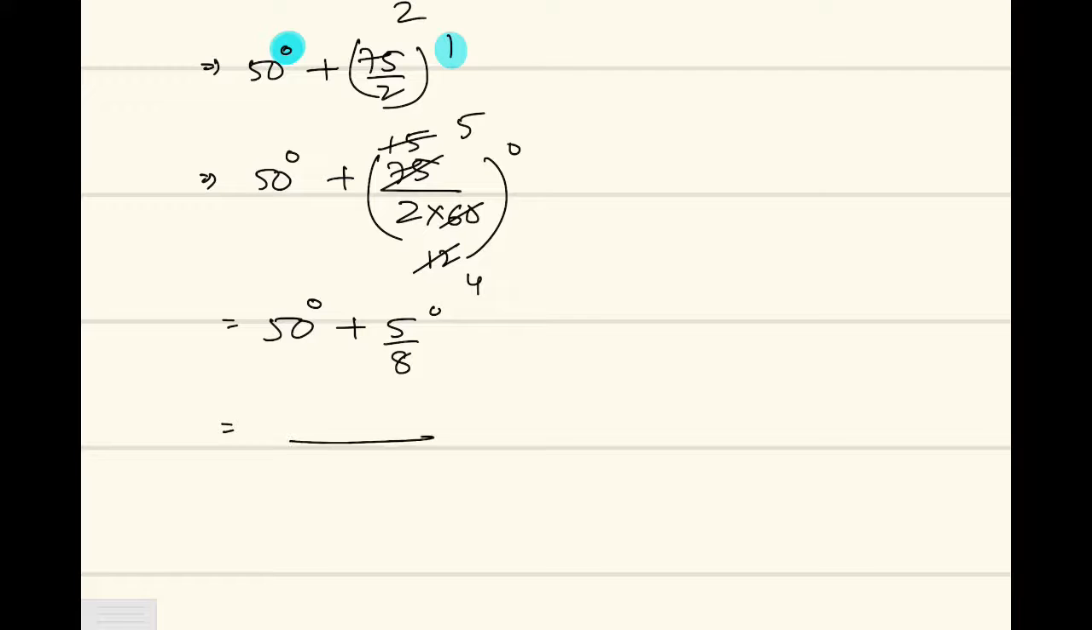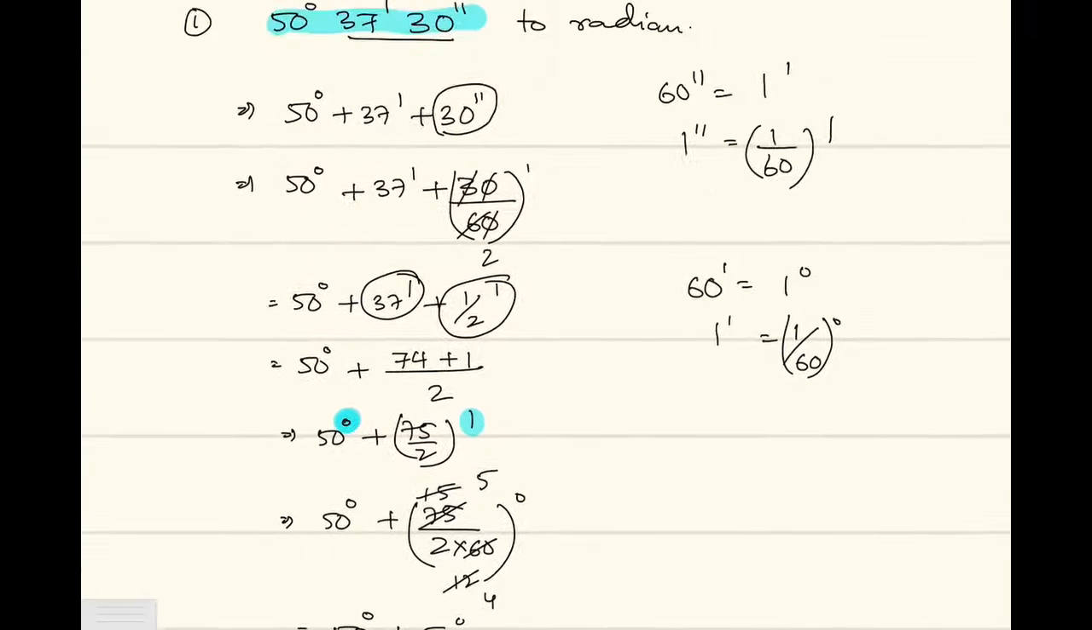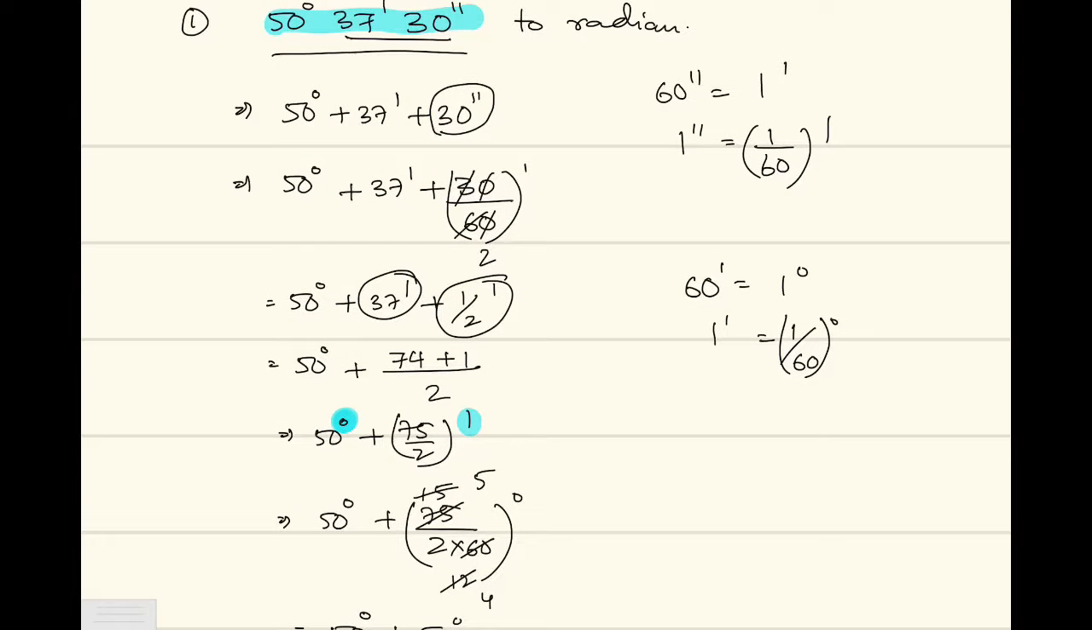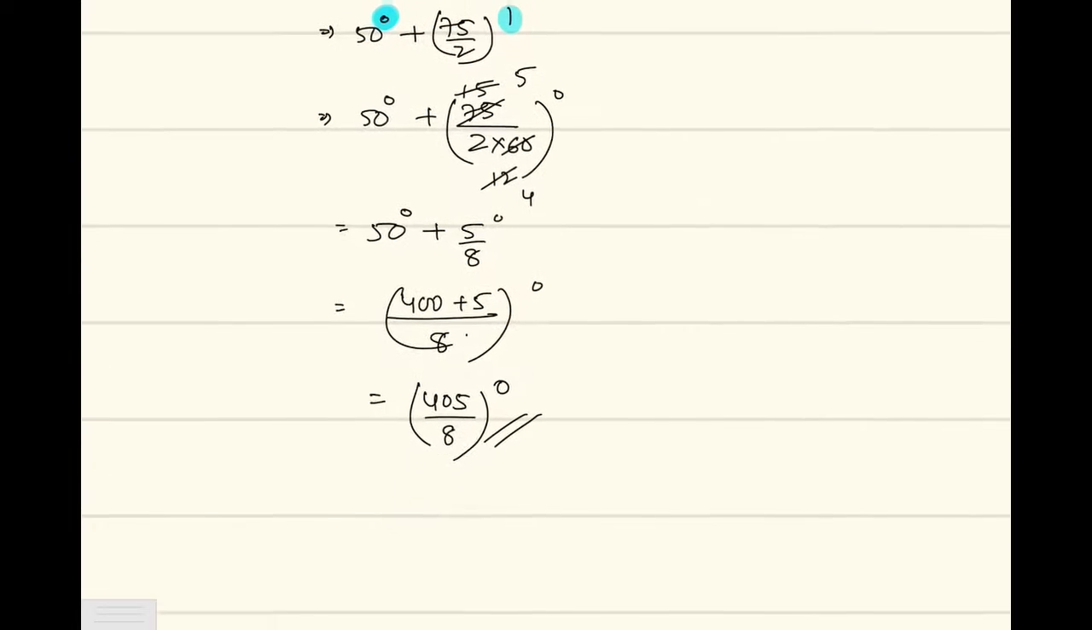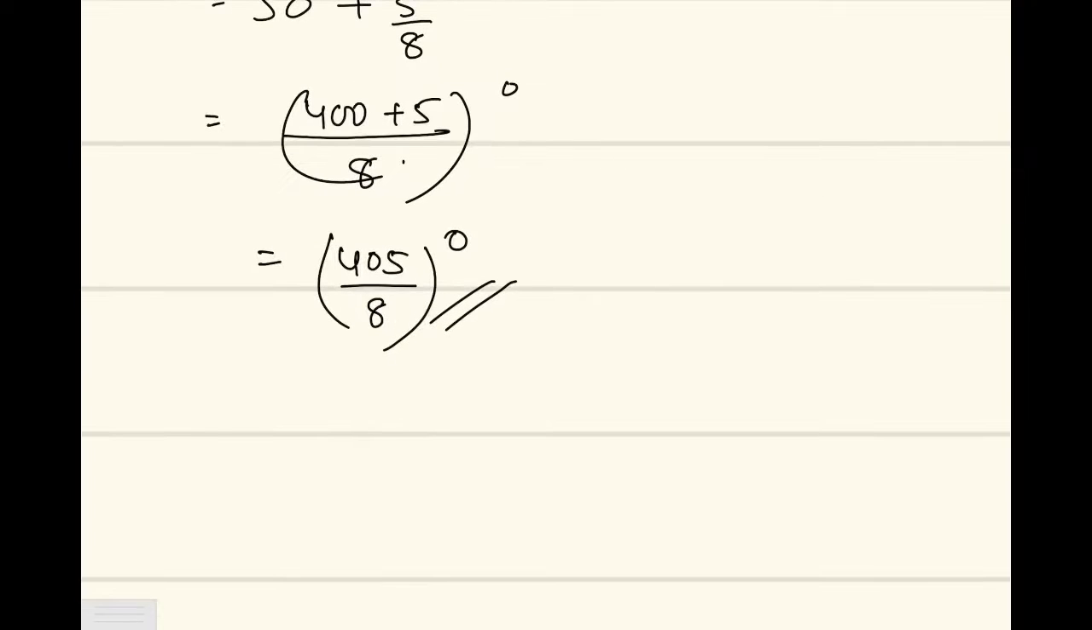Now I will add it up, 8, and then that is 400, and plus 5, and finally degrees, and this gives me ultimately, okay, let me write it down here. That gives me 405 by 8 degrees. So that is how we finally convert this angle into degrees. So 50 degree, 37 minutes and 30 seconds finally means 405 by 8 degrees. This was a fractional angle, that's why it has been further converted into minutes and seconds. Correct? Okay. Now what should I do?